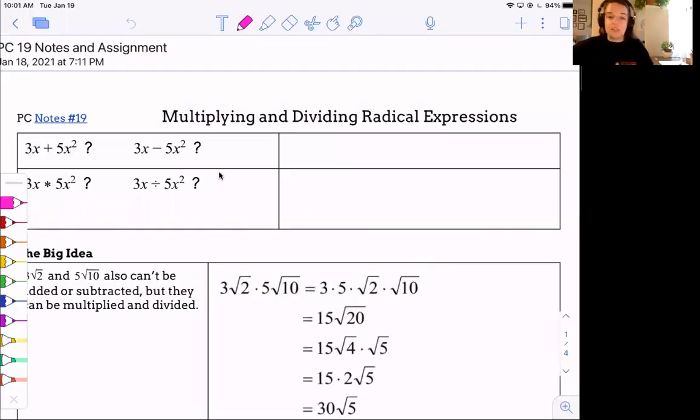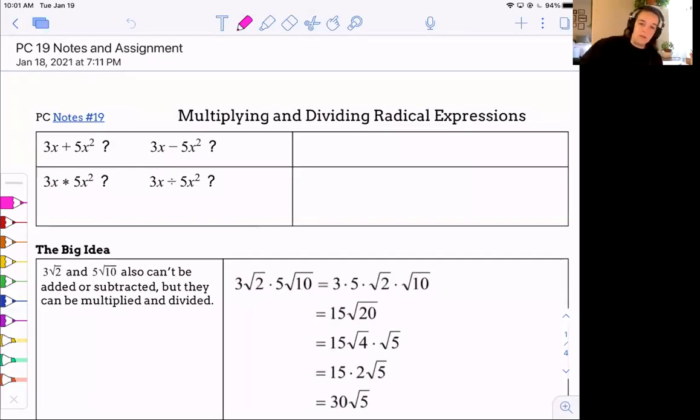But we are going to jump into multiplying and dividing. Where we've been, right? Last week we did simplifying. We did adding and subtracting if they were like terms, like radicals. And today we are going to multiply and divide, right?